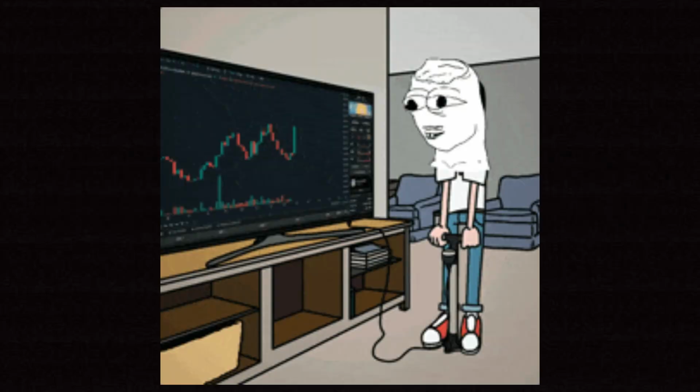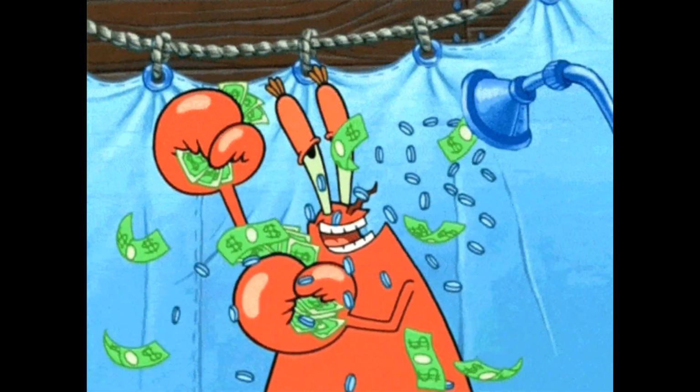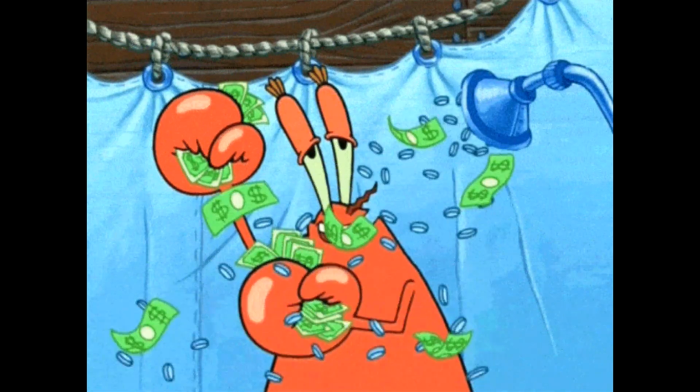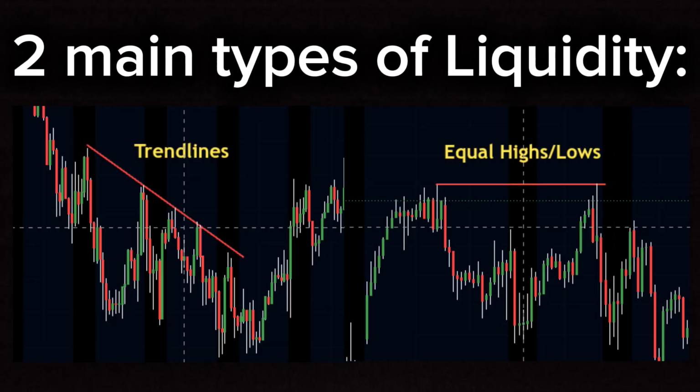In simple terms, liquidity just indicates that there are a lot of buyers or sellers in the market. This just means that there's a lot of money being circulated, including a lot of people losing money, so this is why liquidity is important. There are two main types of liquidity: trendline liquidity and equal highs and equal lows.